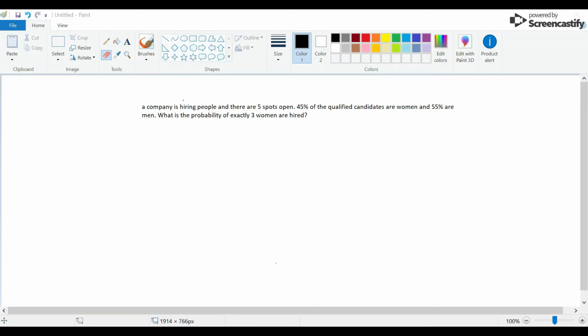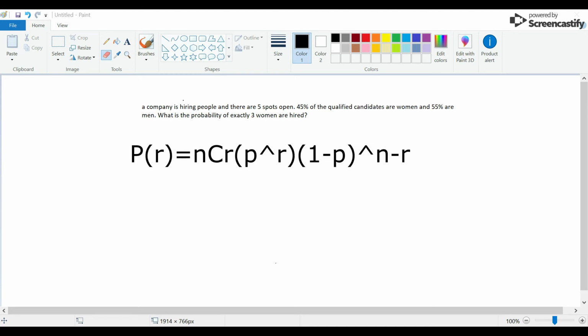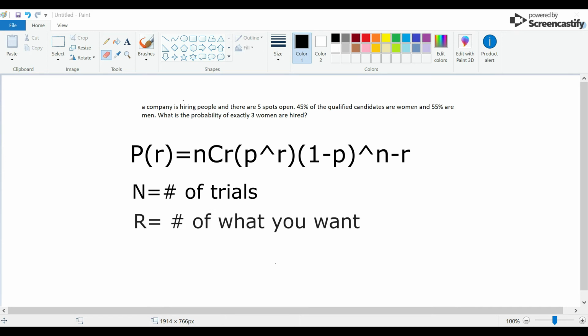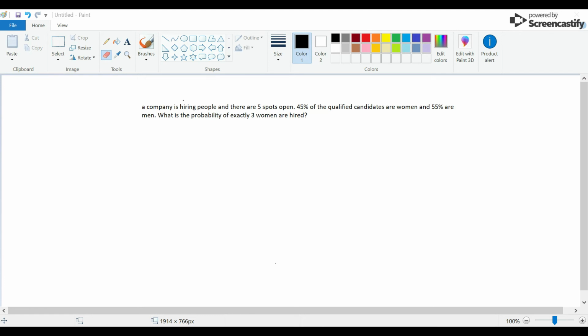Binomial probability is the probability of x successes in n repeated trials in an experiment. The formula you would use to solve these kinds of problems is this. N is the number of trials, R is the number of what you want, and P is the percent of what you want. For example, let's say that a company is hiring people and there are 5 spots open. 45% of the qualified candidates are women and 55% are men. What is the probability of exactly 3 women hired?